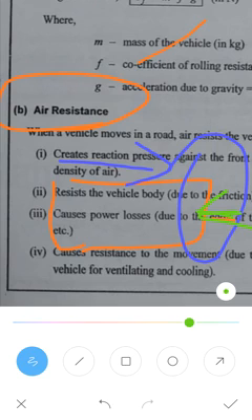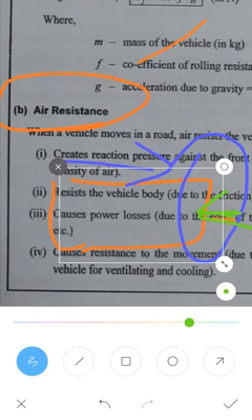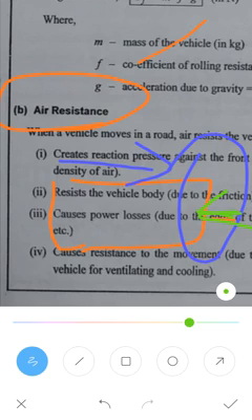Next is the resistance on the vehicle body. Whatever orange colored body I'm showing, the air will resist the vehicle body. That is due to the friction between the air and the vehicle. So that is the resistance on the vehicle body.